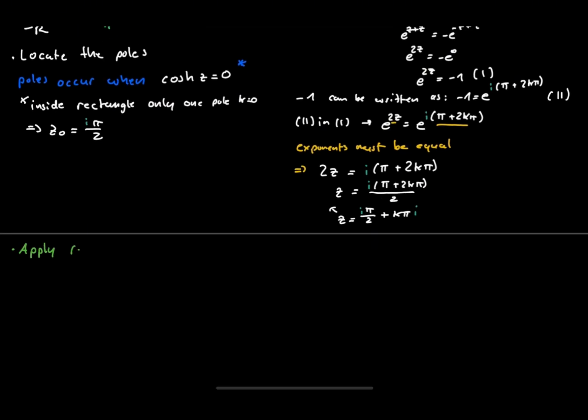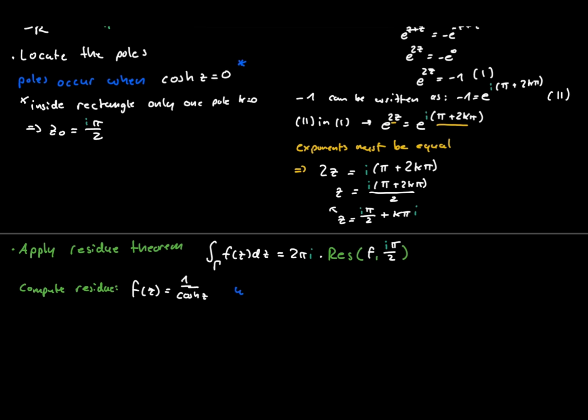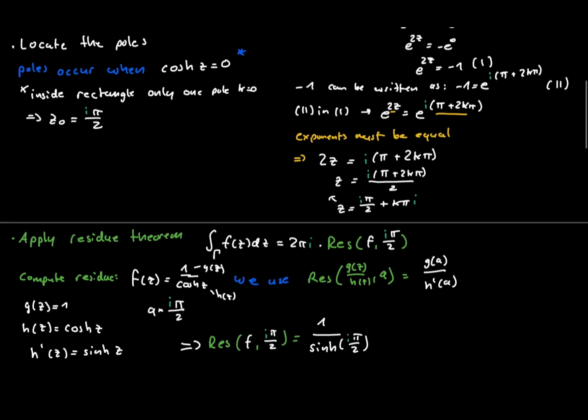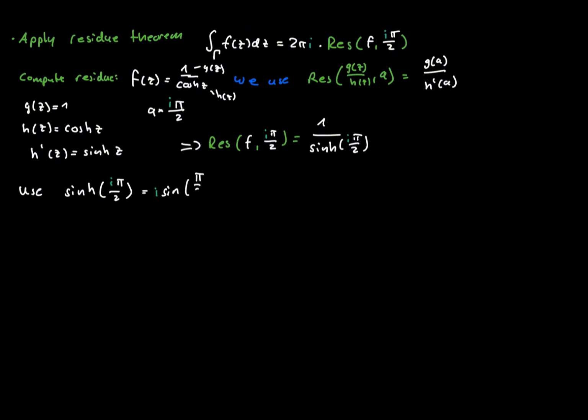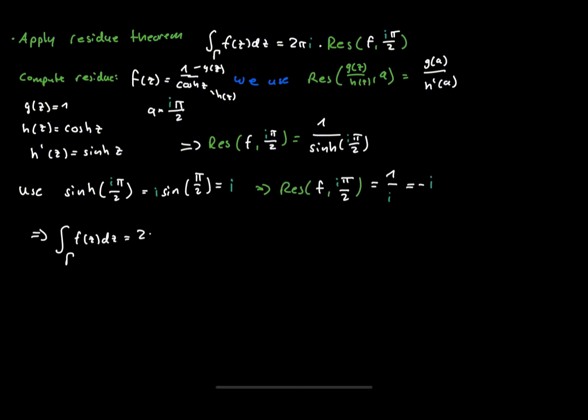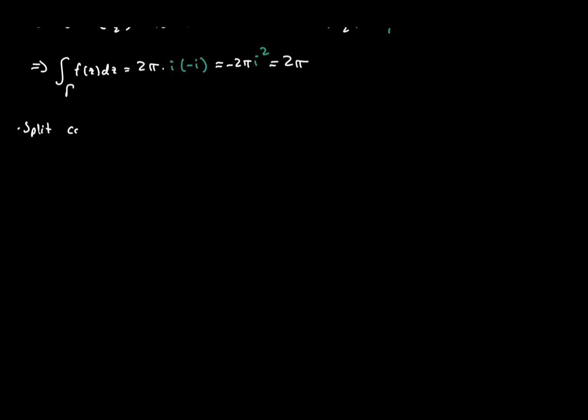Now we apply the residue theorem. The contour integral equals 2 pi i times the residue at i pi over 2. Since we have a simple pole, we use the quotient formula for residues. After substitution, we obtain the residue equals minus i. Therefore, the entire contour integral equals 2 pi.